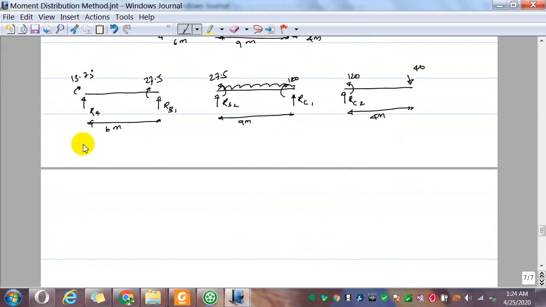So now if I take this, here if I consider RA plus RB1 is 0, and take moment about A, if you consider RB1 into 6 minus, that is counterclockwise, this is 13.75 minus 27.5 is 0, so RB1 is 13.75 plus 27.5, and that you divide by 6, 6.875.